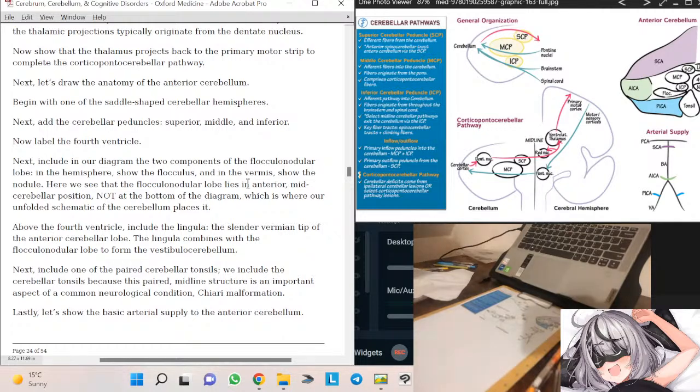Next, include one of the paired cerebellar tonsils. We include the cerebellar tonsils because this paired midline structure is an important aspect of a common neurological condition, Chiari malformation.